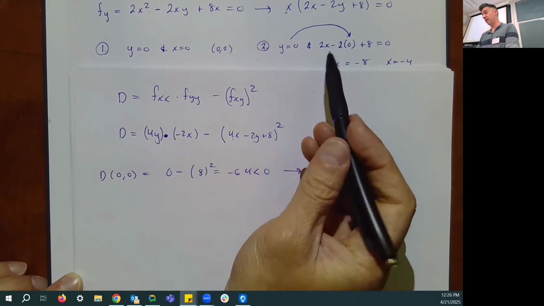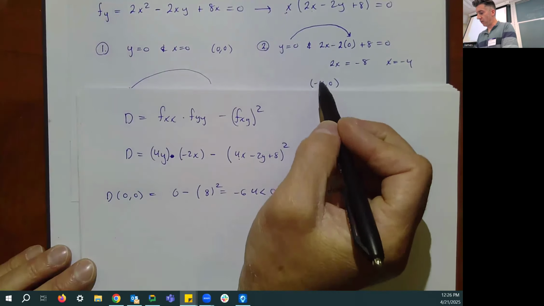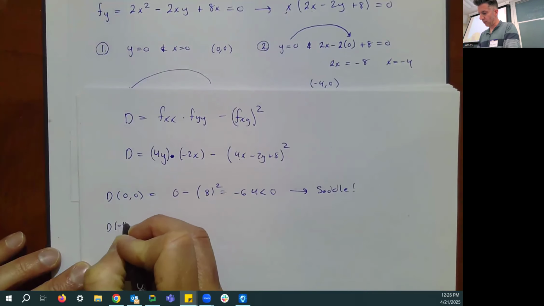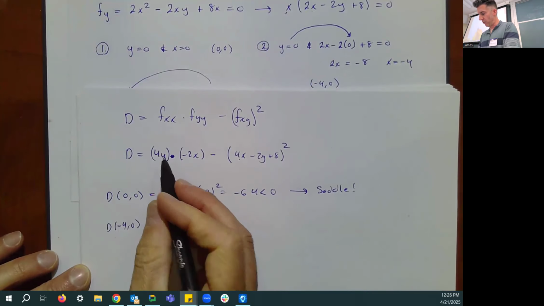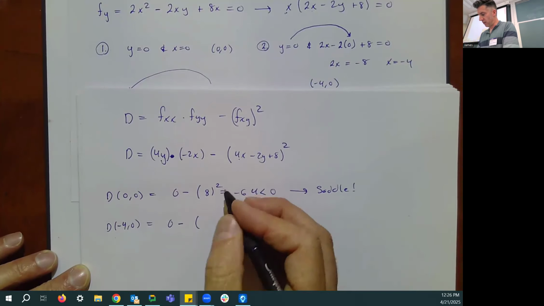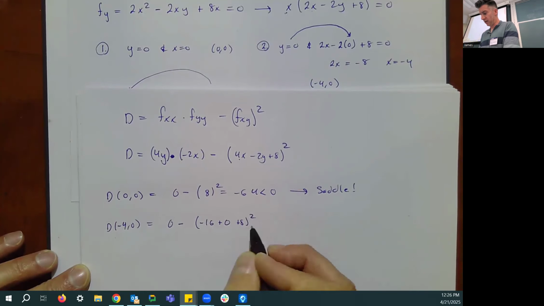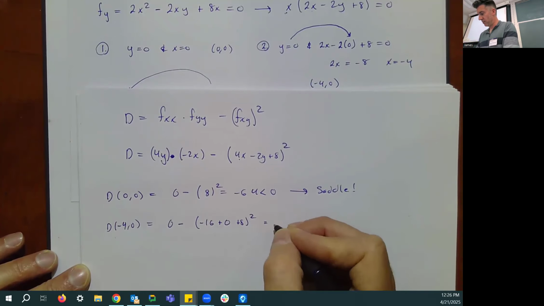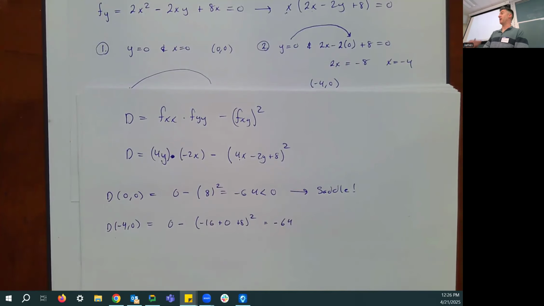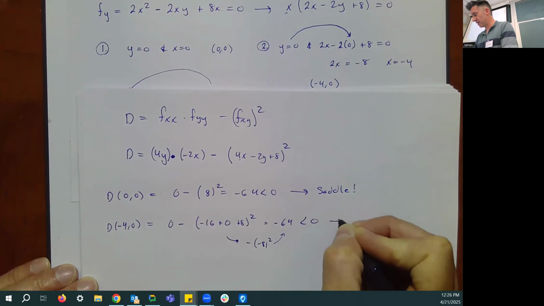In fact, I think that's going to be true for any of the ones where one of the coordinates is 0. Because if we do the other one where x is negative 4 and y is 0, I think we're going to get the same sort of result. We're going to get 0 for y, and once you plug in 0 for y, the whole thing is 0. Minus 4 times negative 4 is negative 16, plus 0, plus 8. And that's going to be negative 8 squared, which is still negative 64. Negative 8 squared is 64, and then it's the negative of that. So it's negative parentheses, negative 8 squared. Still negative, still a saddle.